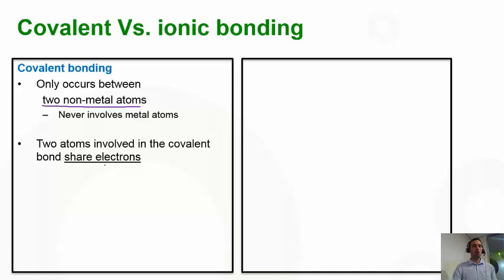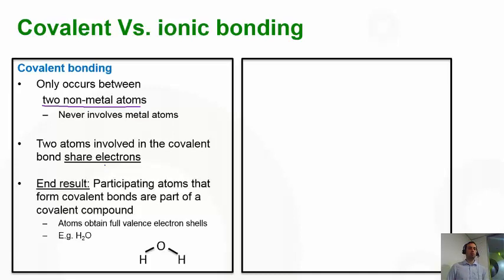The other thing about covalent bonding is it relies on electron sharing between the two atoms involved in the covalent bond. And the end result of the covalent bonding is that all of the atoms involved will form a covalent compound. And by doing this, each atom will obtain a full valence electron shell to become stable.